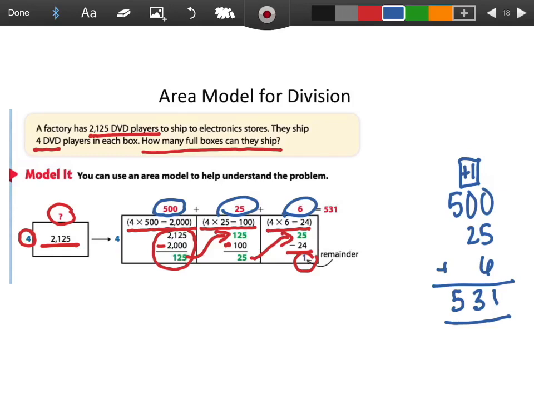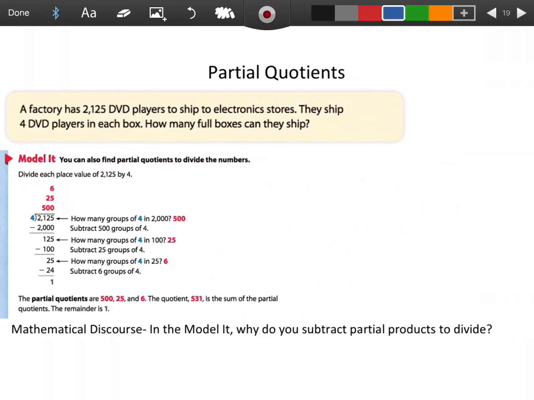Now, that was the area model. Let's look at the same problem using partial quotients. Let's read that problem one more time. A factory has 2,125 DVD players to ship to electronic stores. They ship 4 DVD players in each box. How many full boxes can they ship?